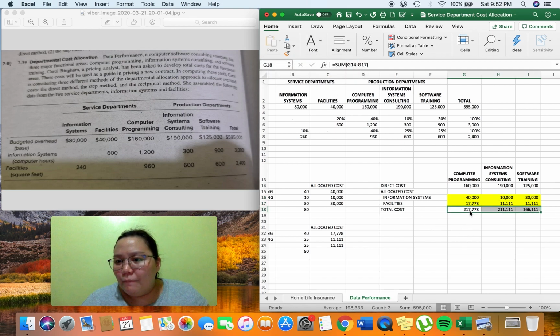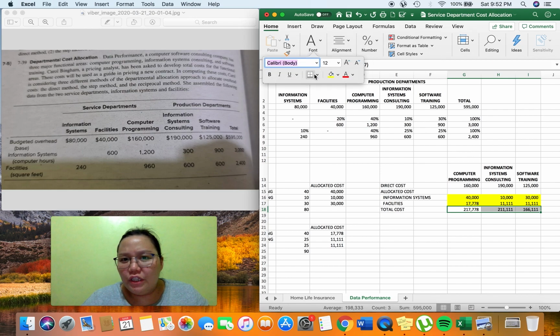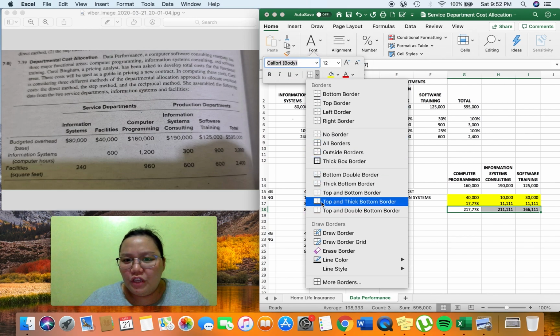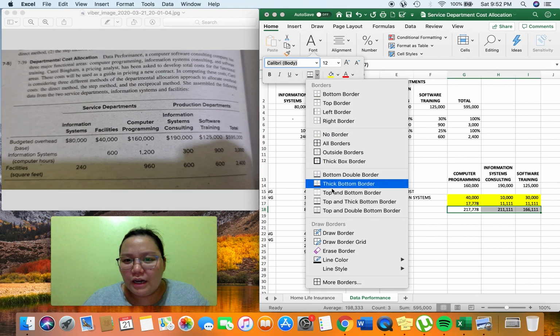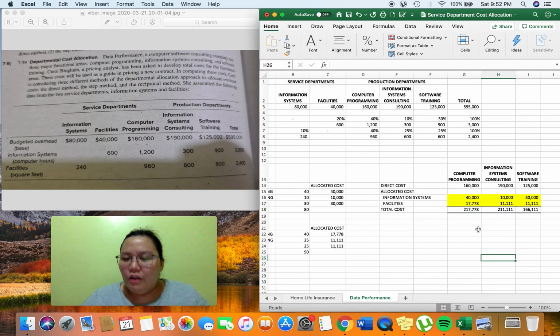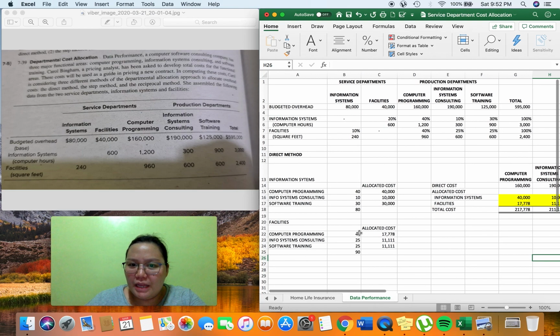But just the same, we have computed the total cost of each production department so that you know how it is computed. But the answer is 40,000, 10,000, 30,000, 17,778 and 11,111. Okay? So that's it for the direct method.